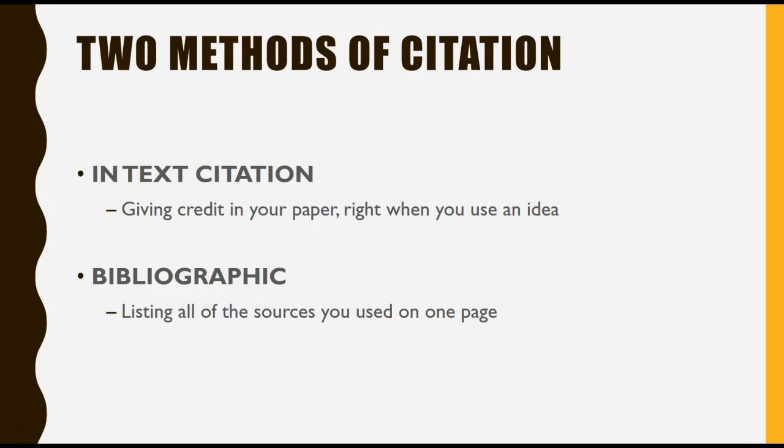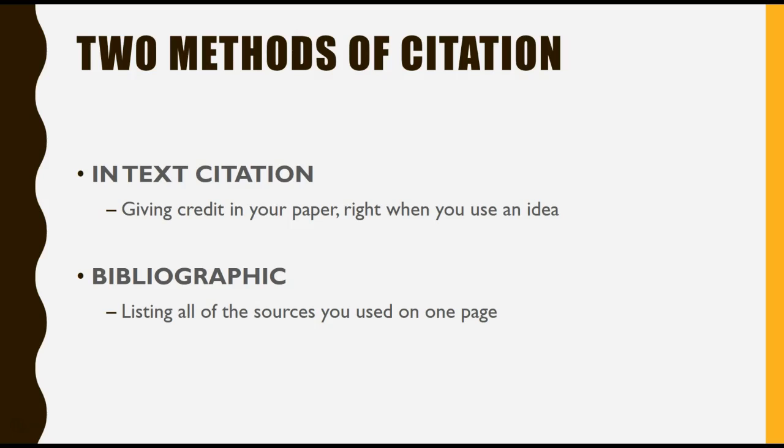Now within these styles, there are two methods of citation, in-text and bibliographic. You don't need to remember what they are called, as long as you remember that there are two and that you need both. In-text citation is when you give credit right when you use an idea. So if you're writing a paper and you include a quote from someone else, in-text citation would be immediately after that quote, letting your reader know where the quote came from.